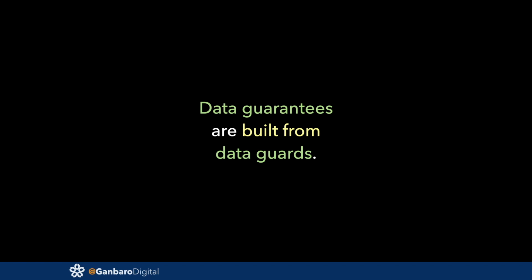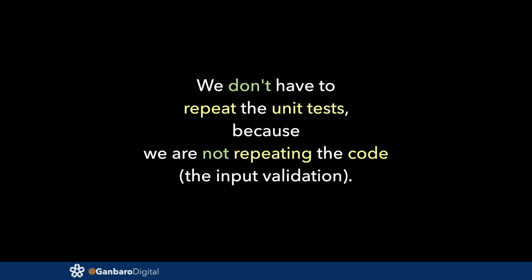The reason for that is our data guards already have, hopefully, good unit test suites. And we don't want to repeat those unit tests in our data guarantees. We don't want to increase our test burden. We identified the test burden as one of the problems of defensive programming, so we want to minimize that. So to do that, we make sure we don't repeat the input validation, the work that the data guard is doing. Don't repeat it in your data guarantee. Call your existing data guard. Therefore, you don't have to repeat all those unit tests.